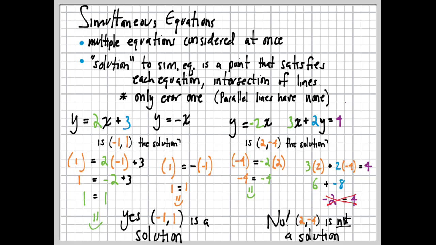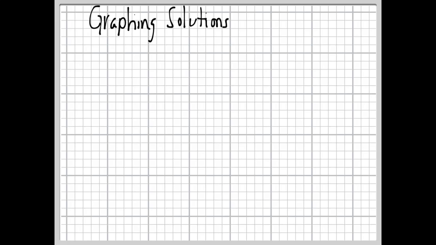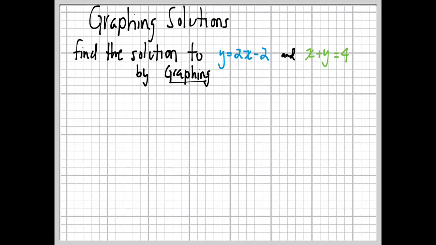Now, that'll come in handy here in a minute, because the next type of problem we'll have is when we graph to find solutions, so graphing solutions of simultaneous equations. What we'll do is we'll be given a problem like this: find the solution to y equals 2x minus 2 and y plus x equals 4 by graphing.